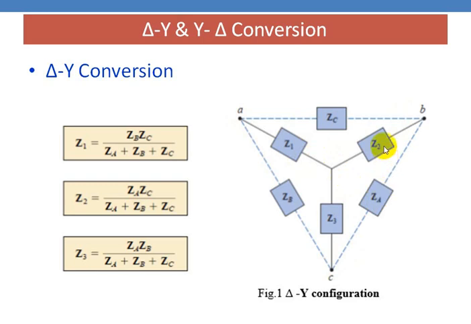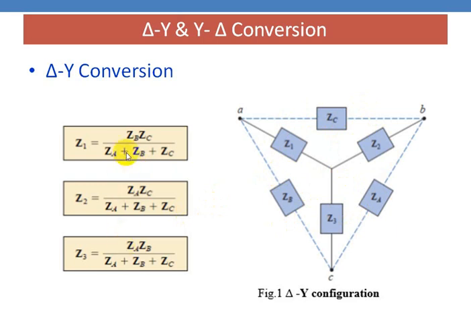Then the impedance exactly opposite to Z2 in the delta connected network is named as ZB. Similarly for Z3, the opposite impedance is ZC. So you have to name like this. If you have named like this, then you can easily write the equations.